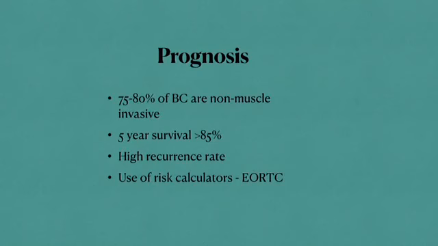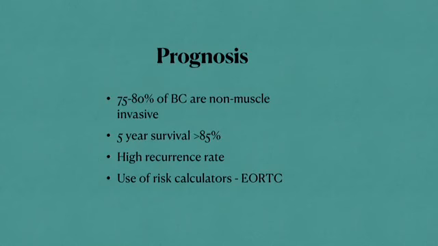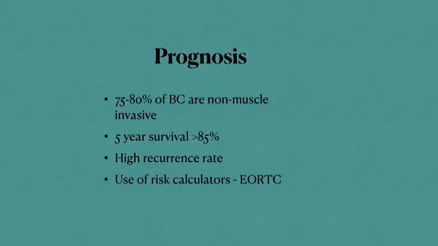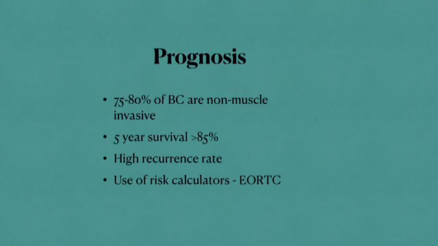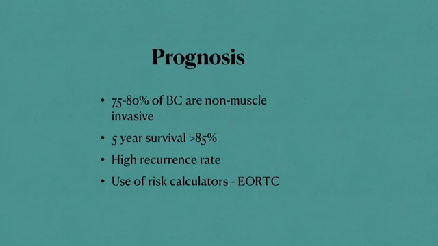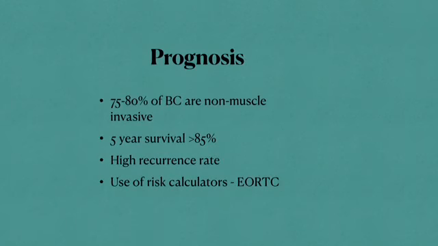The use of risk calculators, including the EORTC risk calculator, does help to predict the chances of recurrence. This looks at factors including the number of tumours, the size of the tumour, any prior recurrence, stage of the disease, any presence of carcinoma in situ and the initial grade of the tumour. Muscle invasive bladder cancer has a 5-year survival rate of approximately 77%. Metastatic urothelial carcinoma has a pretty poor prognosis with an estimated 5-year recurrence-free survival of about 4% to 35%.